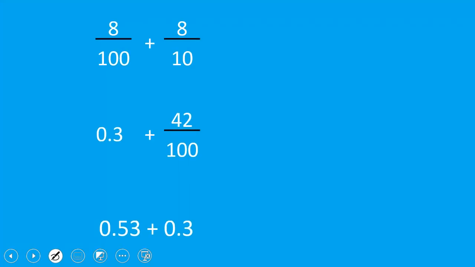All right, I'm going to go ahead and assume you paused it. So I have 8 hundredths plus 8 tenths. I'm going to turn this 8 tenths into hundredths. So I'm going to go ahead and keep this one the same. And I know if I times this by 10, I'm going to get 80 hundredths. The other shortcut is, put a 0 on the top, put a 0 on the bottom, and there you go. You got your fraction. 80 hundredths.